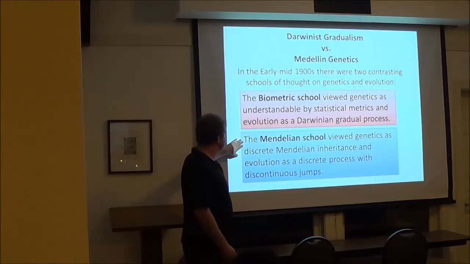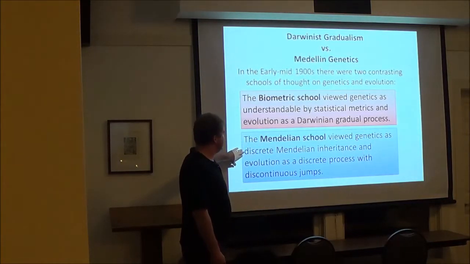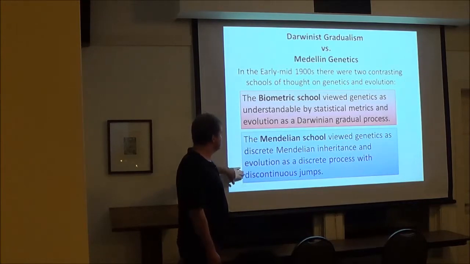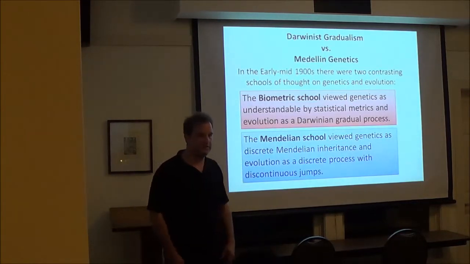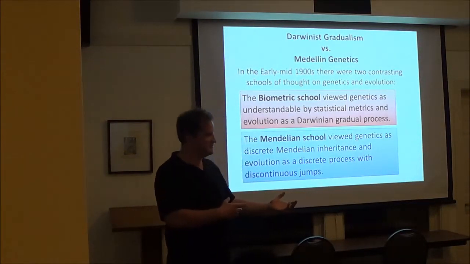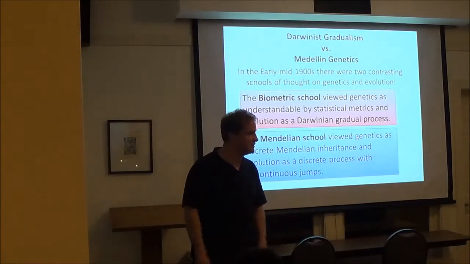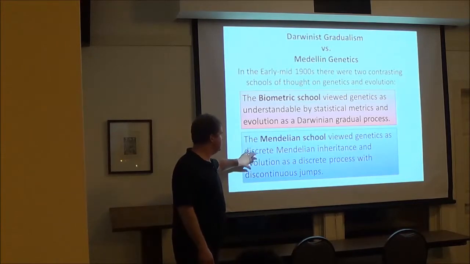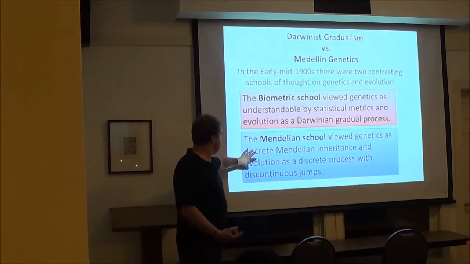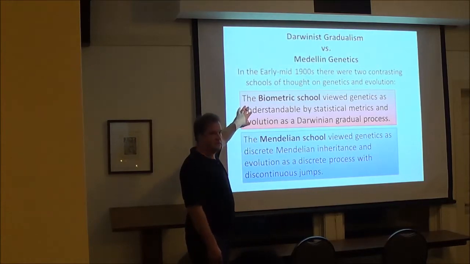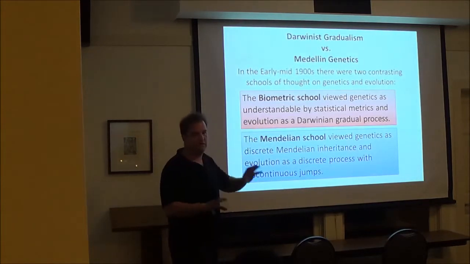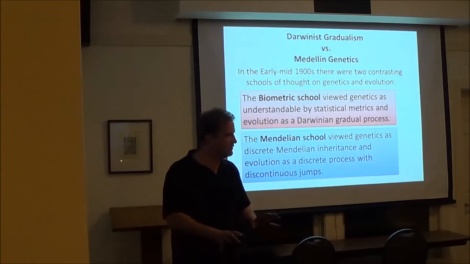The Mendelian school viewed genetics as discrete Mendelian inheritance, and evolution as a discrete process with discontinuous jumps. Like, how can it be this continuous thing without all these little jumps? And these were at war with each other. This one was driven by looking at the underlying mechanism, genetics and inheritance. This one was looking at the observable things that we can measure. And so they're like, hey, they don't match.